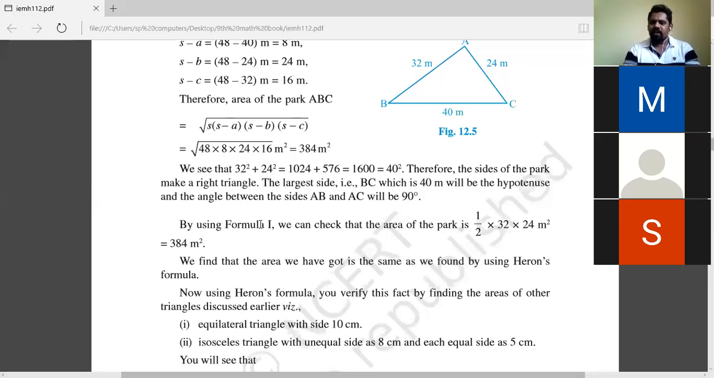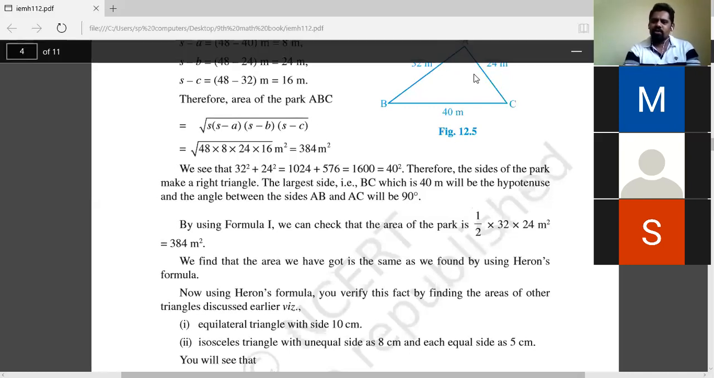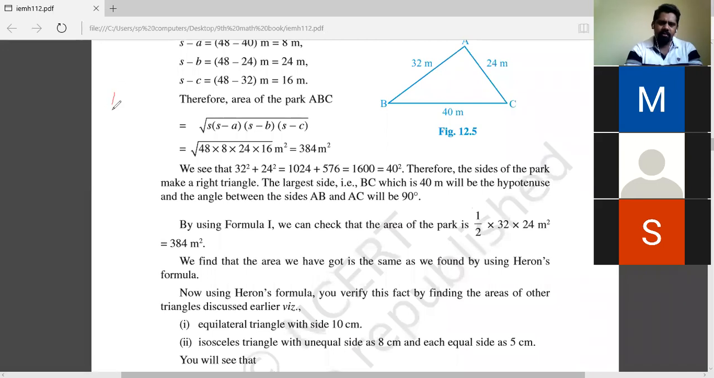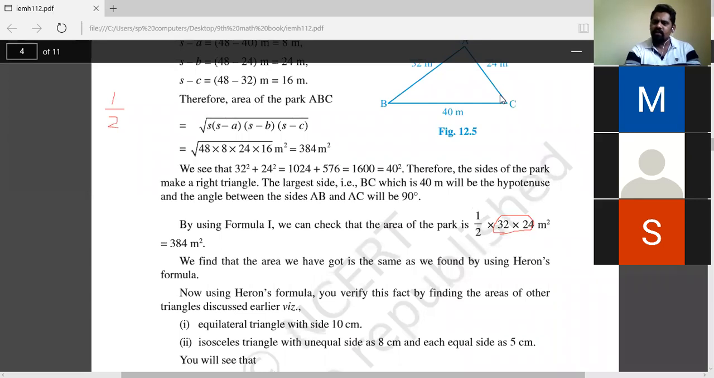The first formula, the area of the triangle, the area of the park, or the area of a right angle triangle, is half into base into height, right? We can make any one of these two as base. So what shall we make as a base here? In the textbook, he has made 32 as base and 24 as height, or else 24 as base and 32 as height. Anything you want, you can take. Is it or not?